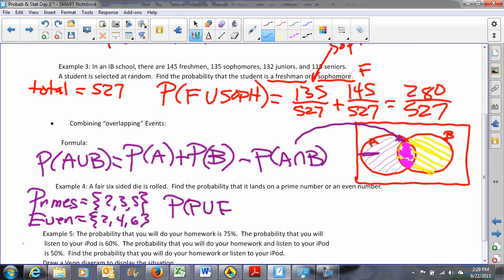So the probability of prime or even number is equal to the probability of prime, which is 3/6. There's 3 of the 6 numbers that are prime, plus the probability of even, again, that's 3/6, because again, there are 3 even numbers of the 6 that we could roll, minus the probability that it's both prime and even, and that's 1/6. So 3/6 plus 3/6 minus 1/6 is 5/6. So the probability of getting either a prime or an even number is 5/6.